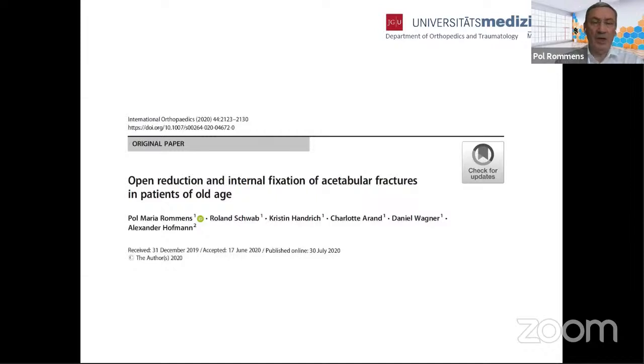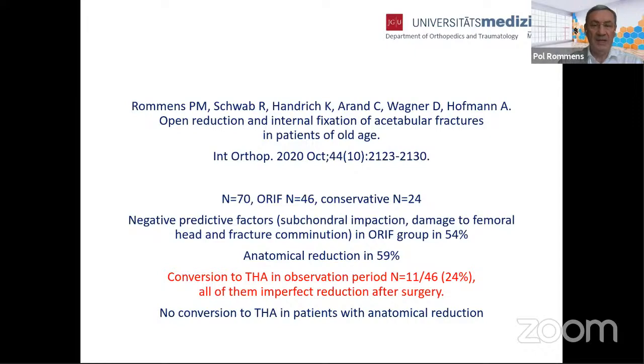We looked back at the patients that were operated in our department in the last years. It was 70 patients, all older than 65 years old. 46 were operated and 24 were treated conservatively. We found negative predictive factors in the operated group in 54%. And the incidence of anatomical reductions goes very well with the negative predictive factors. We were able to reach an anatomical reduction in only 59% of them.